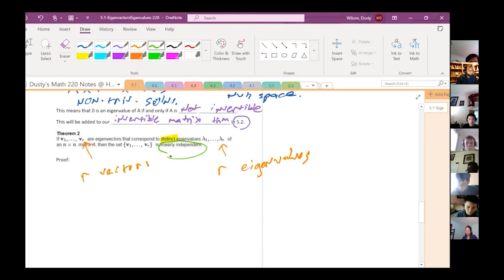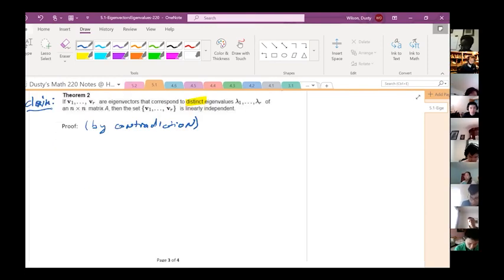So to prove theorem 2, we're going to prove by contradiction, and we're going to take this whole claim that v1 to vr are eigenvectors with corresponding distinct eigenvalues lambda 1 to lambda r, but we're going to assume that v1 to vr are linearly dependent and then show that we get a contradiction. So let me write that down.